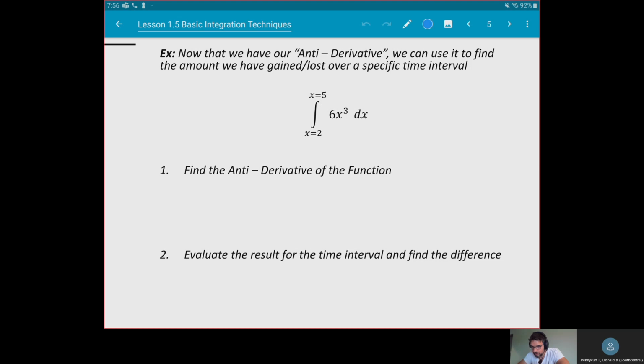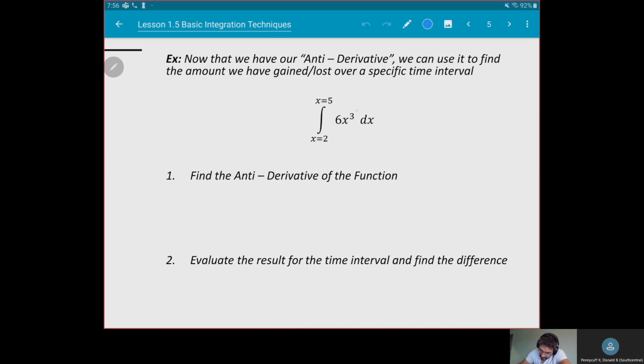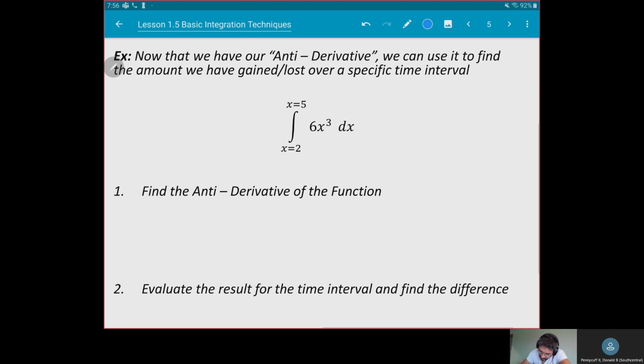If you're good with the power rule, that is the majority of the integration that you will have to do. So the first thing you're going to do is start with your function inside of here, and you're going to find the antiderivative. Some people say integral, some people say antiderivative. The antiderivative is just undoing the function, working backwards.